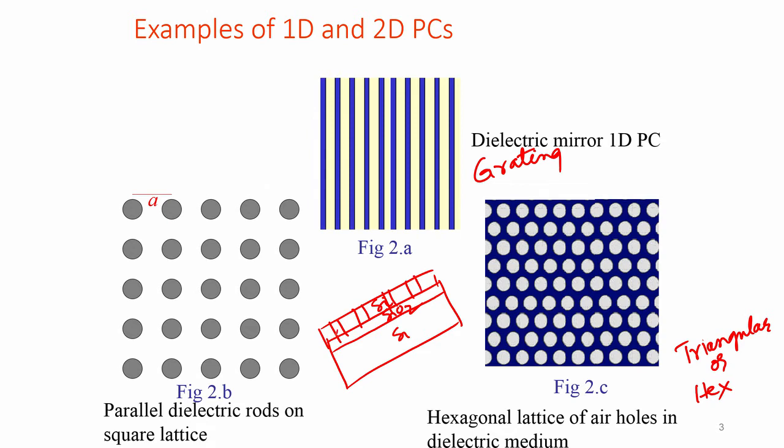So, if you remove the material in this region, it can be called a hole configuration, holes in silicon configuration. If you remove the other material, for example these, you come up with a dielectric rods configuration. So, this is a square lattice of rods, this is a hexagonal lattice of holes.